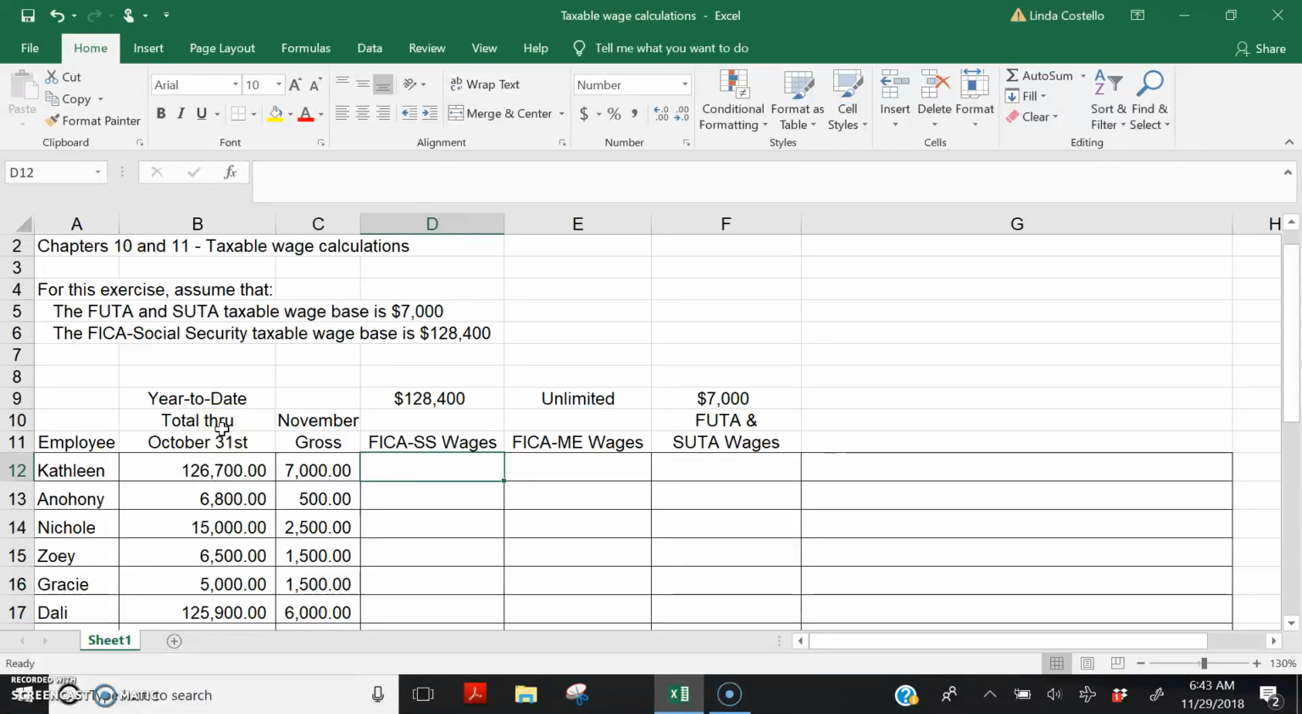The only reason we need the year-to-date gross wage column is to see if employees have exceeded or are bumping up against a wage base. I think this concept will become clearer as we work through the exercise. Let's practice. Kathleen.